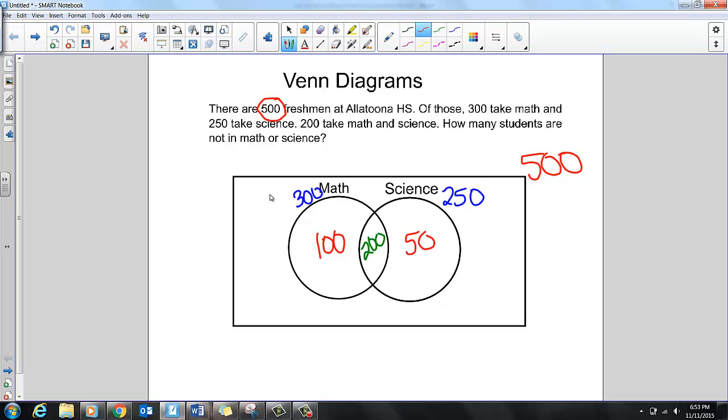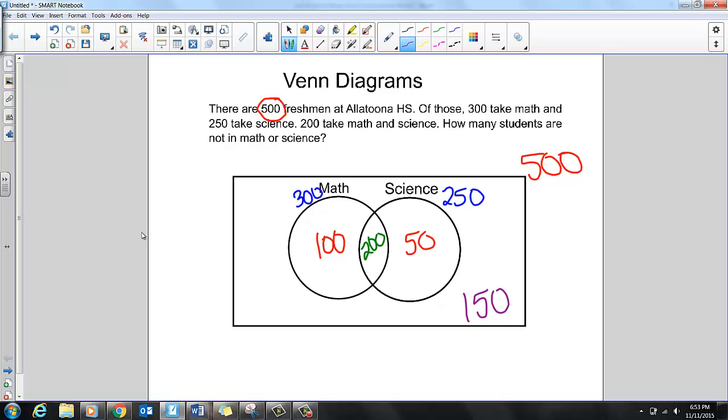It asks how many students are not in math and science. So math or science would be everything outside of here. So a real life example would be English and history. So what students have English and history but don't have math or science? Well, right now we're accounting for 100 plus 200 plus 50. So 350 students have math, science, or both. So that leaves this outside area must be 150 students.